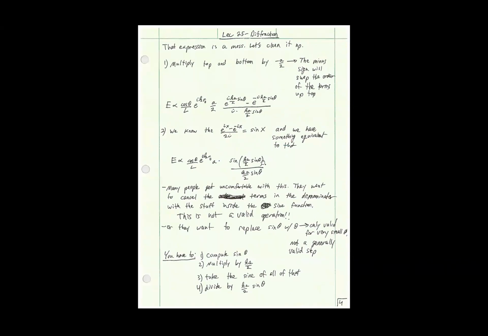So to work with an expression like this, if you have to plug it in on the homework, first you have to compute sine theta. You don't get to do something else. You have to compute sine theta. Then you multiply by Ka over 2. Then you take the sine of all that. Then you divide by Ka over 2 sine theta.